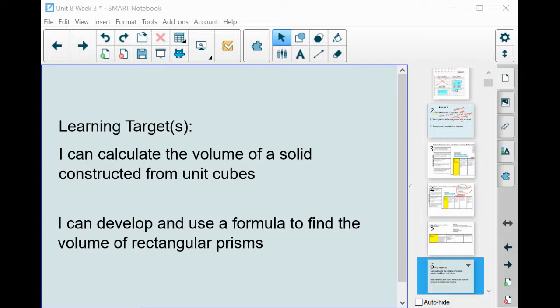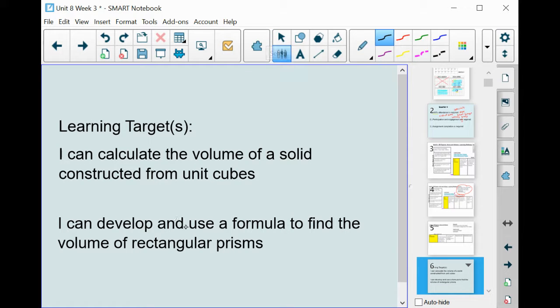Okay, today our learning target is I can calculate the volume of a solid constructed from unit cubes, and then we are going to work on this learning target today. I can also work on this learning target today. I can develop and use a formula to find the volume of rectangular prisms.